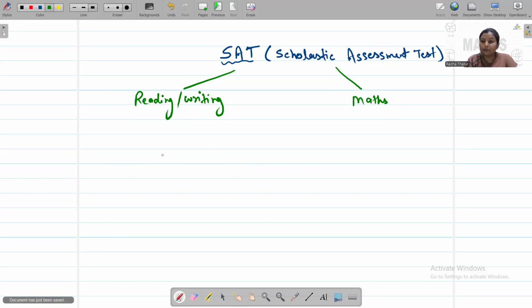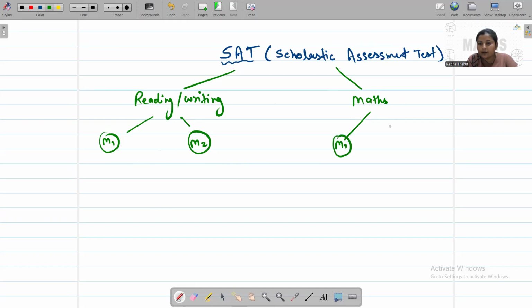Now, in reading and writing, again, there are two submodules, module 1 and module 2. In maths as well, you have similarly two modules, module 1 and module 2. Now, these are the modules. If we talk about the number of questions, how many questions they would ask, in module 1 it is 25 questions plus 2 pre-test questions.